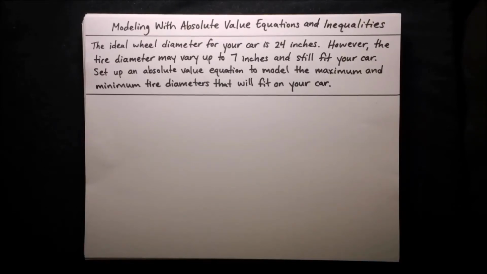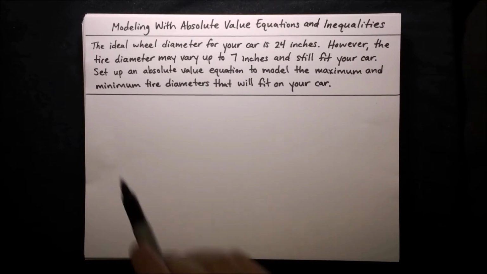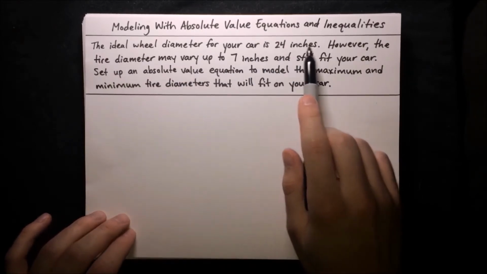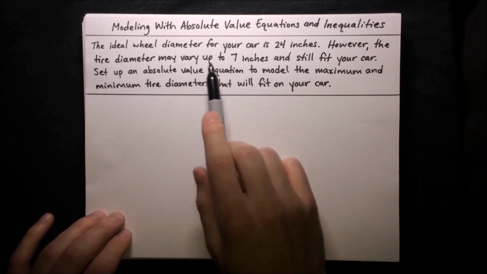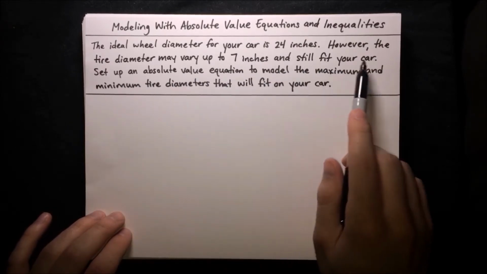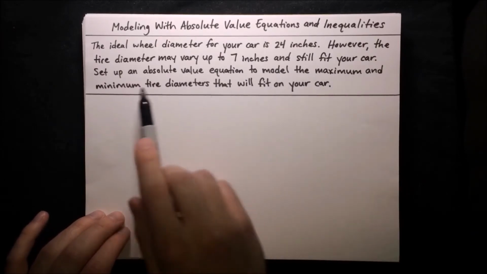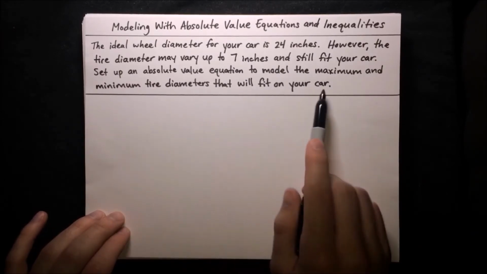In this video, we're going to learn how to model with absolute value equations and inequalities. So here's the first problem. The ideal wheel diameter for your car is 24 inches. However, the tire diameter may vary up to 7 inches and still fit your car. Set up an absolute value equation to model the maximum and minimum tire diameters that will fit on your car.